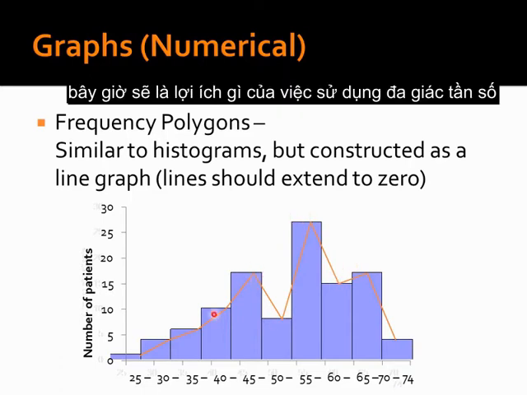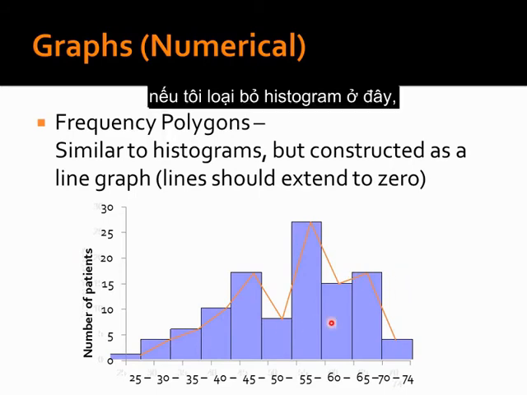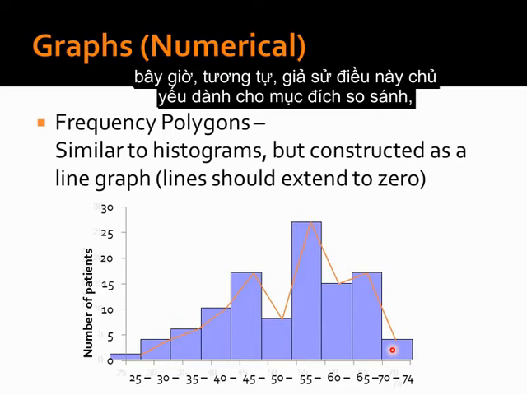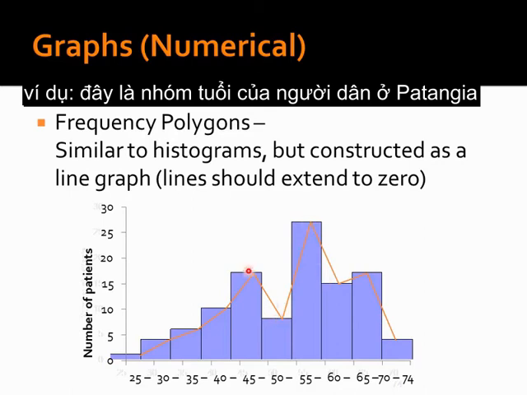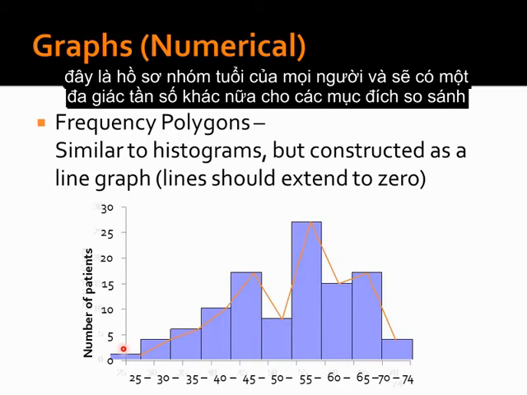Now, what is the benefit of using the frequency polygon compared to using a raw histogram? If I removed the histogram here, which is just here for illustration, I could then overlay another frequency polygon over here. This is mainly for comparison purposes. For example, this is the age group of people in Petaling Jaya. There I could have another one. This is the age group profile of people in Klang, and there'll be another frequency polygon, again for comparison purposes.